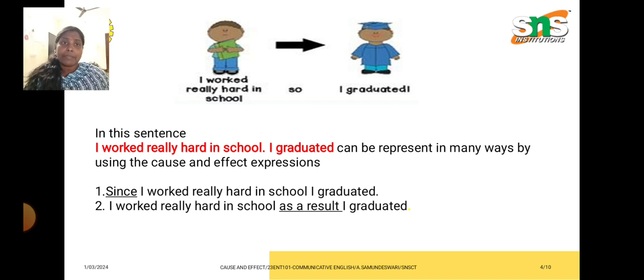Look at the example here. I worked really hard in school, so I graduated. In this sentence, we have two separate sentences, and the first sentence means that a person worked really hard in high school, so because of that he graduated. If we change the pattern, it becomes: I graduated because I worked really hard in school. Or else, if you go with the flow of the sentence: I worked really hard in school, so I graduated.